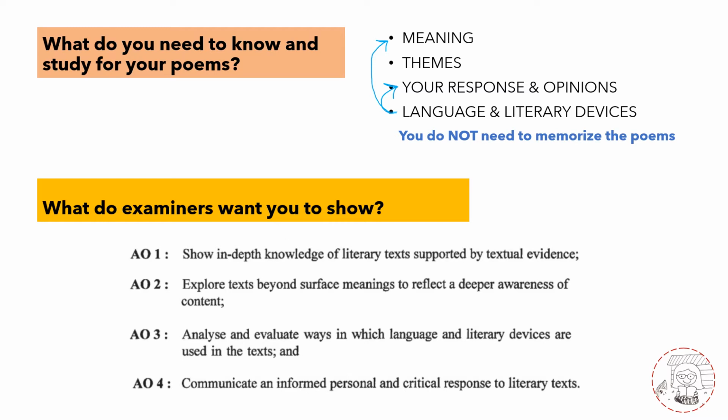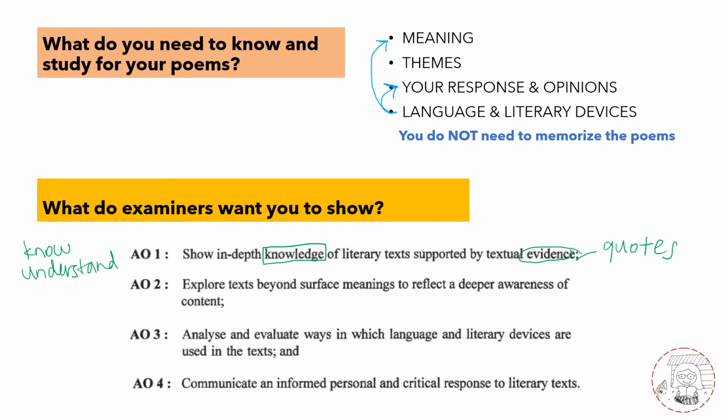The first assessment objective: show in-depth knowledge of literary text supported by textual evidence. So you need to have quotes. Okay, that's really important. And you need to know your text. And not only do you need to know your text, AO2 says to explore text beyond surface meanings to reflect a deeper awareness of content. So basically you need to know your text and also understand the text on a deeper level.